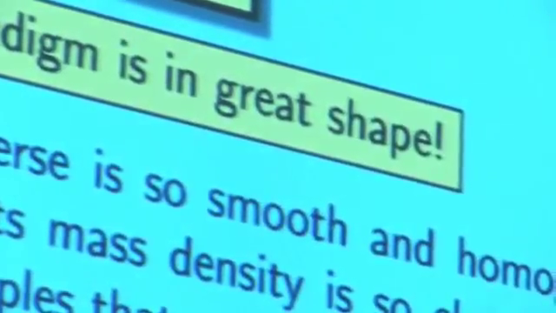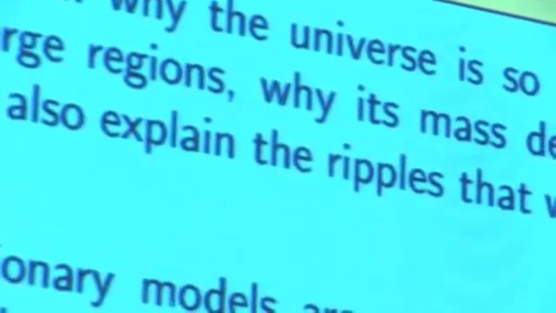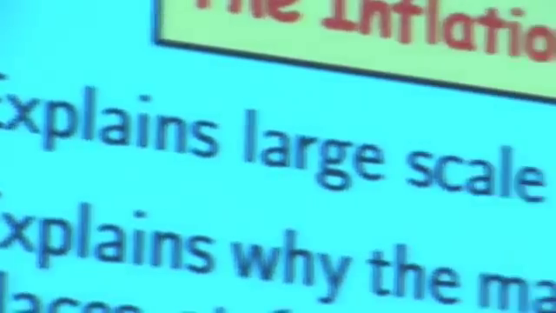So what I think I've said is, first of all, that the inflationary paradigm is in great shape. Inflation can explain why the universe is so smooth and homogeneous when averaged over large regions. It can explain why the mass density of the universe is so close to the critical value. And it can also explain the ripples that we see in the cosmic background radiation. So it explains the large-scale uniformity.